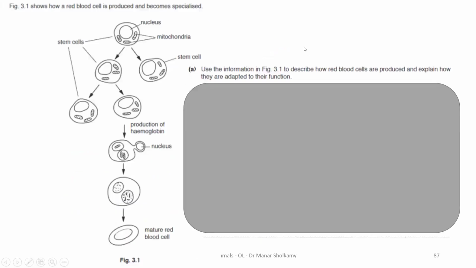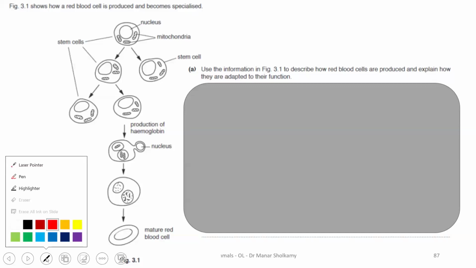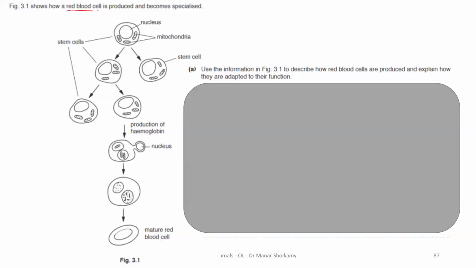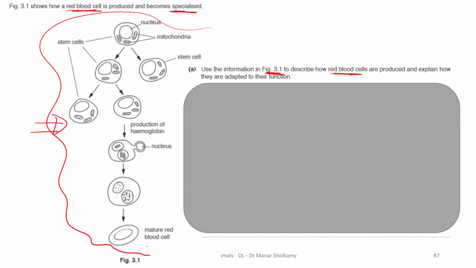Now another question. This question was a little bit tricky. Here, it gave you a picture that shows how a red blood cell is produced and becomes specialized. Use the information in figure 3.1 to describe how red blood cells are produced and explain how they are adapted to their function. Now, this is not a nice question. When they give you a picture, diagram, table or graph, and tell you to use the information and the word describe, then you have to use the information whether you like it or not, and you have to do some elaboration from what you already know.